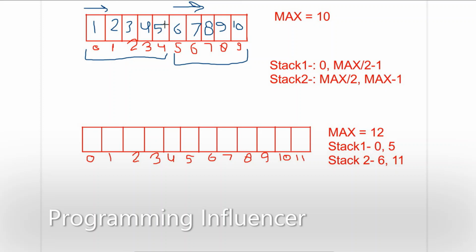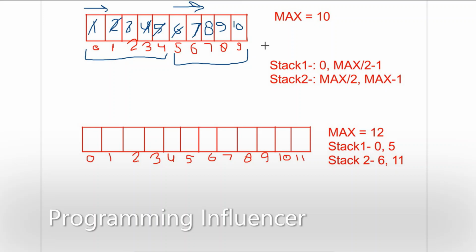If we have to pop out each element, we will pop one by one. If we pop from stack 1, we can pop one by one: 5, 4, 3, 2, 1, and we can pop in stack 2 also. We can perform each operation. Each operation means push, pop, top, is empty, size, as we discussed in previous videos.